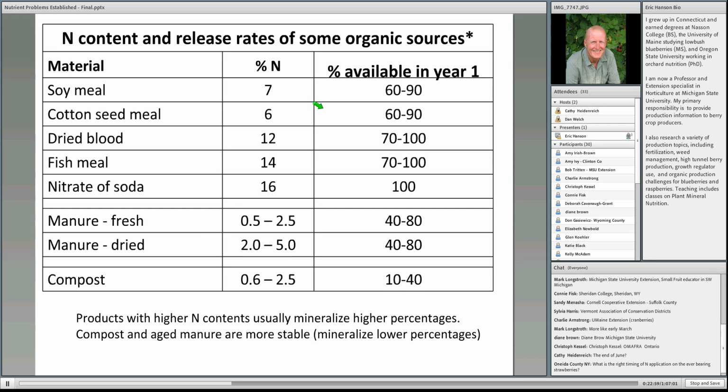Just as a rule of thumb, I'd say no fertilizer after the 1st of July. So make sure everything goes on before July.